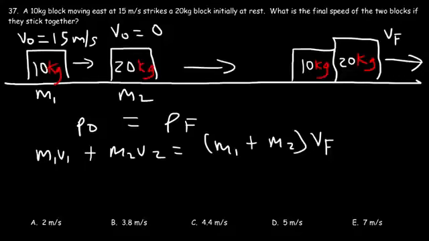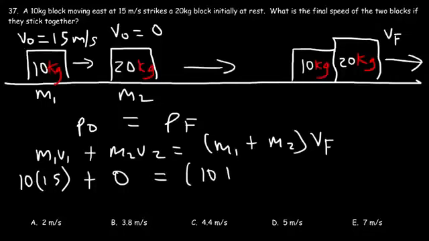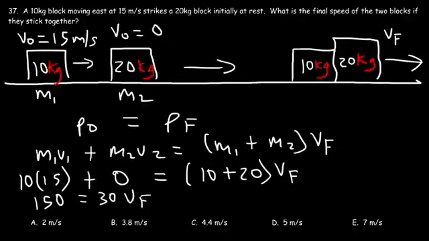So now let's plug in the information. The mass of the first object is 10. It has a velocity of 15. If it was moving west, the velocity would be negative. But because it's moving east in a positive x direction, the velocity is positive. The momentum of the second object is 0 because it's at rest. The velocity is 0. And then m1 plus m2, that's going to be 10 plus 20 times v final. Now 10 times 15 is 150. And 10 plus 20 is 30. So to calculate the final speed, we need to divide 150 by 30.